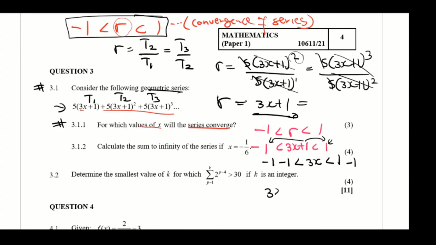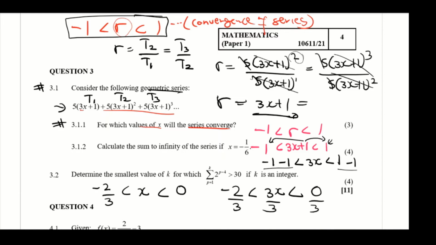So you're going to have 3x less than, so this 1 minus 1 is going to give you 0, and this -1 minus 1 is going to be -2. Divide by 3 on both sides. You're going to have x lies between 0, because 0 divided by 3 is 0, and -2 over 3. So this is your convergence of the series. This is your solution. x must lie between -2 over 3 and 0.